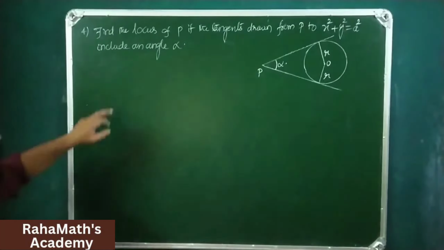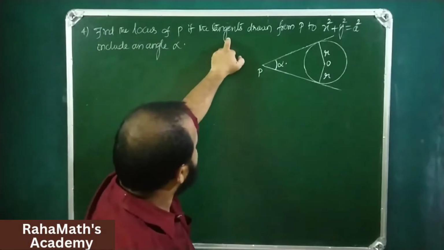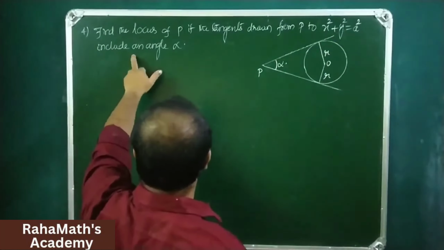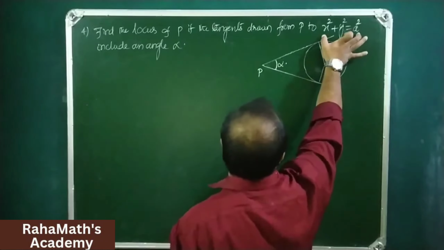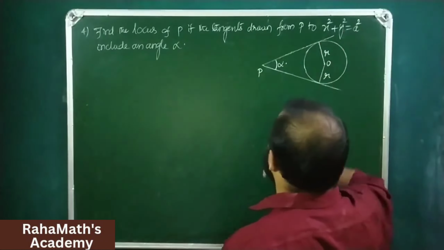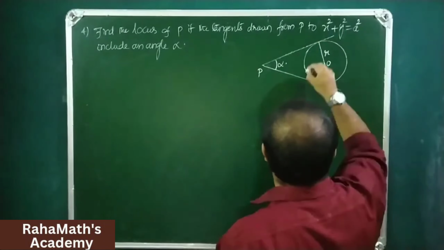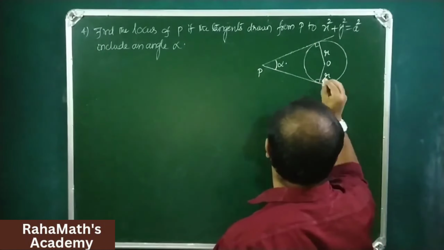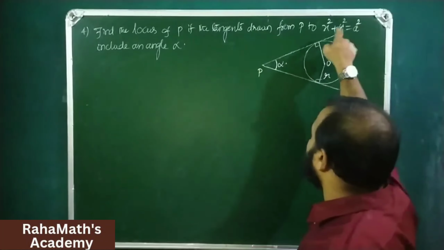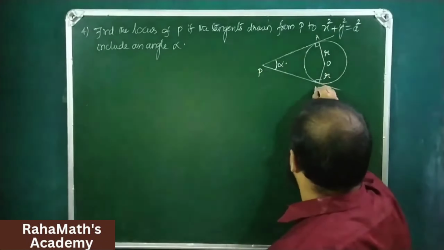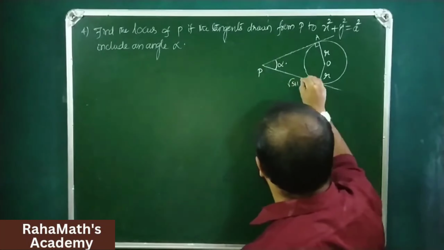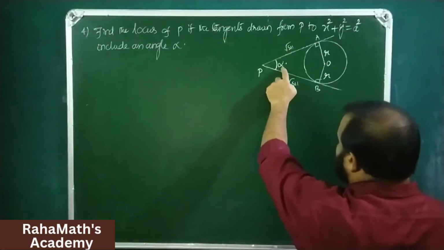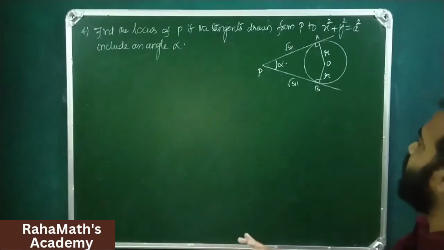The next question is: find the locus of P if the tangents drawn from P to x square plus y square equals a square include an angle alpha. This is the standard equation of the circle whose center is at the origin, and this is R. This radius and tangent are perpendicular to each other. From P, two tangents are drawn, A and B are the points of contact, and these are the lengths of the tangents. In the place of theta, alpha is the included angle now. This is the data given.